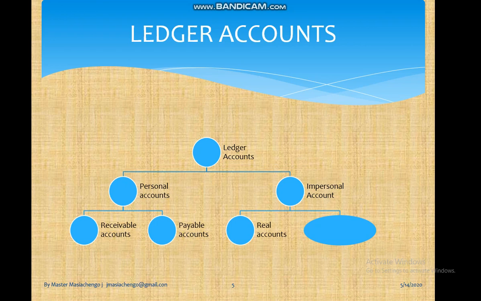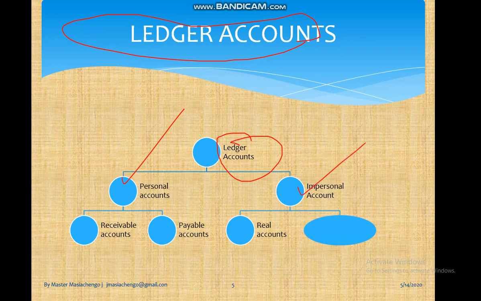Then let's proceed to the accounts that can be recorded in the ledger. Ledger accounts. We have got what we call the personal accounts and the impersonal accounts. Personal accounts record accounts of individuals or of companies. Then we have got what we call the impersonal accounts. Impersonal means non-person. It doesn't involve human beings or companies, right?